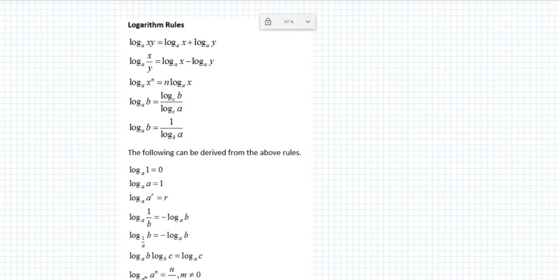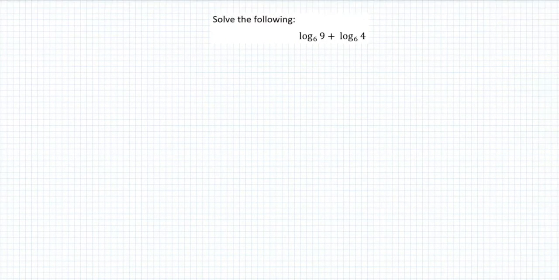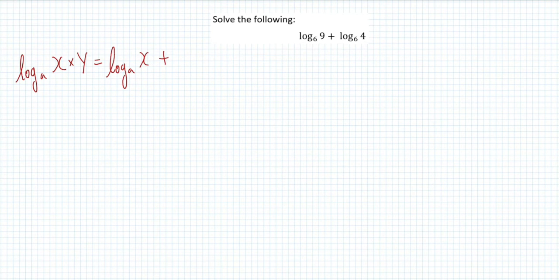to memorize them. So our first log rule here that we want to know is log base A of xy is equal to log base A x plus log base A y. Okay, so I'll rewrite that over here so we can have it readily available. So log with base A of x times y is equal to log base A x plus log base A y. Okay?